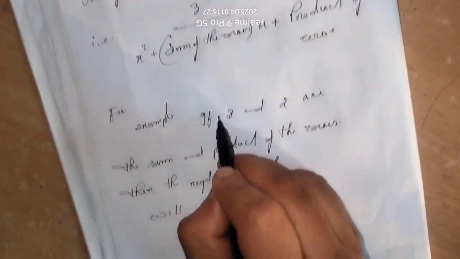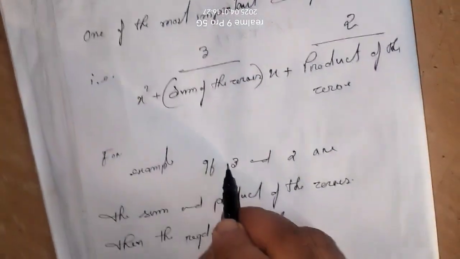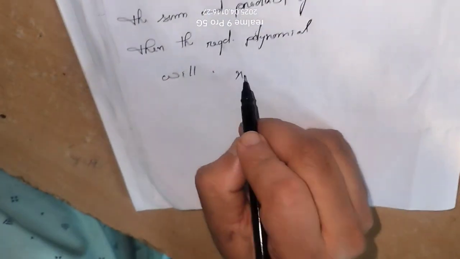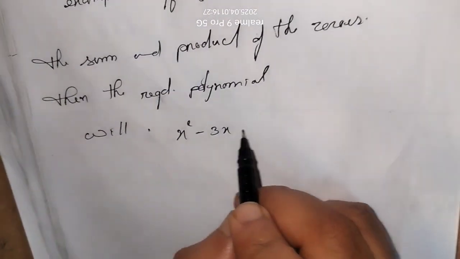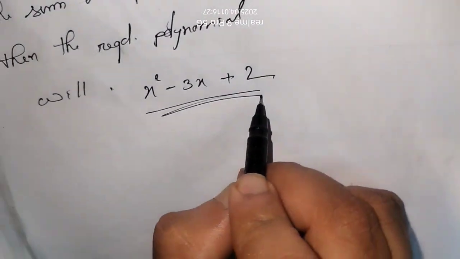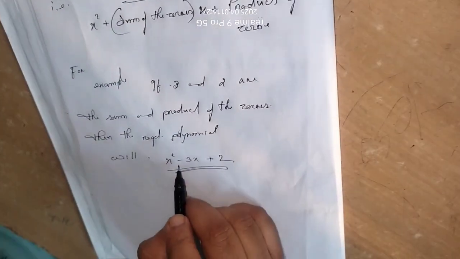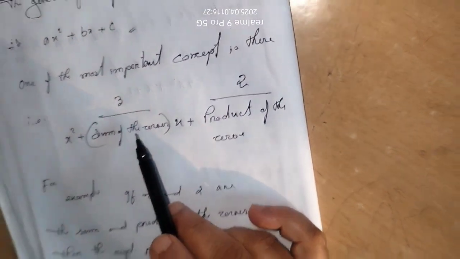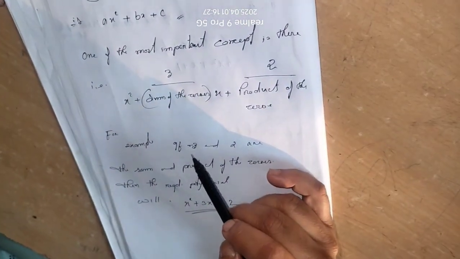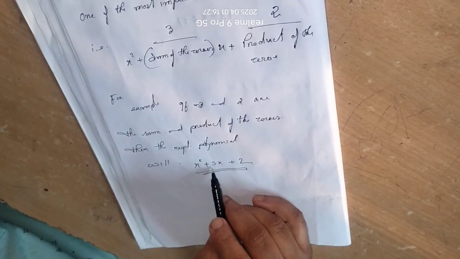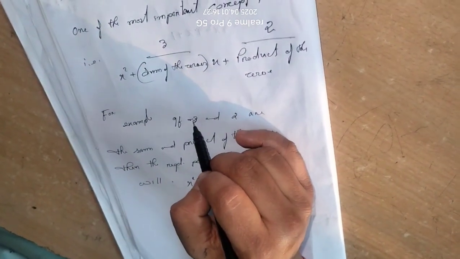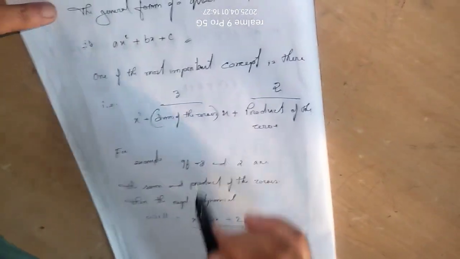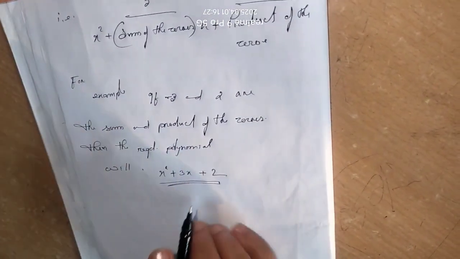And remember that if the sum of the zeros is positive, then x square minus thrice x plus 2 will be the quadratic polynomial. Or if 3 will be negative, then it will be positive. So in case of the sum of the zeros, if it is positive, then in the polynomial the coefficient of x will be negative. And if the sum of the zeros is negative, then the coefficient of x will be positive.